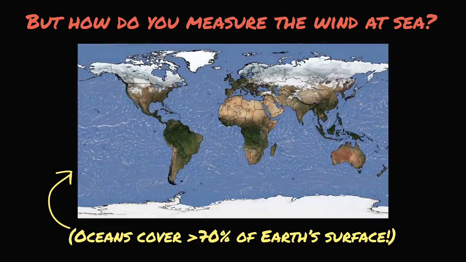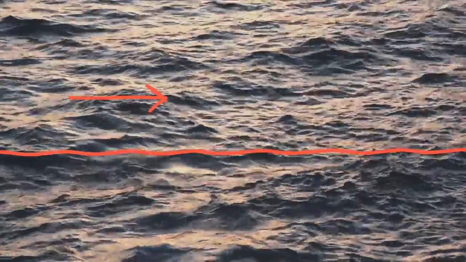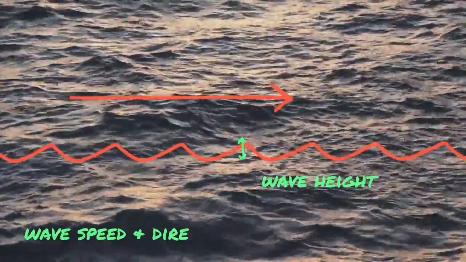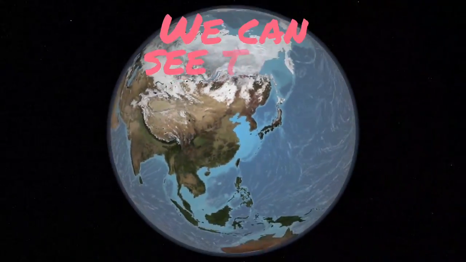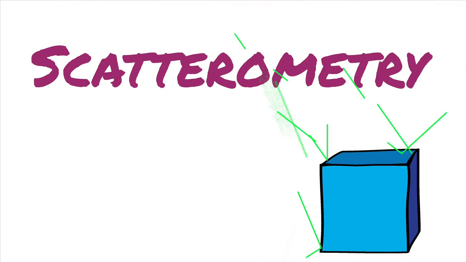Luckily, we can get a little help from the ocean itself. Wherever the air meets the water, the wind raises waves on the surface. The stronger the wind, the larger the waves, and their direction and speed also tell us about the wind driving them. And the best part, we can see them from space, at least if we know how to look. That's where scatterometry comes in.